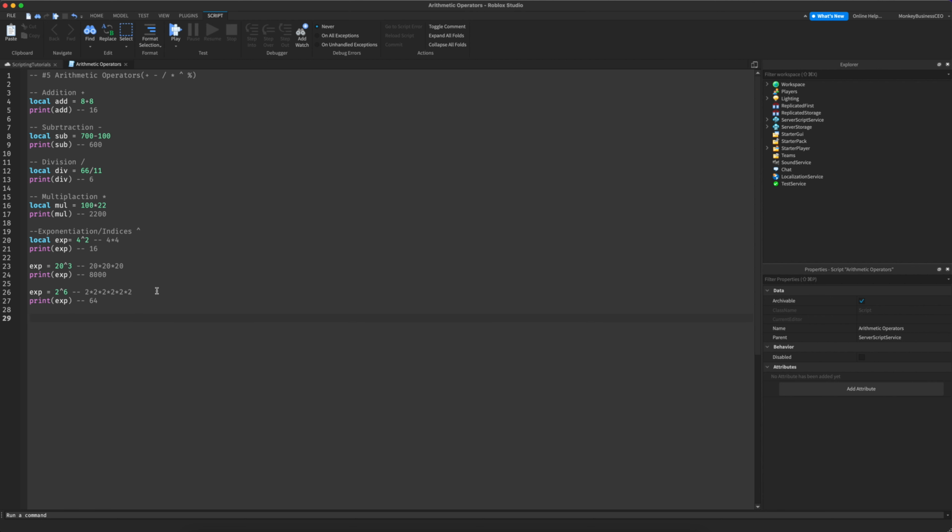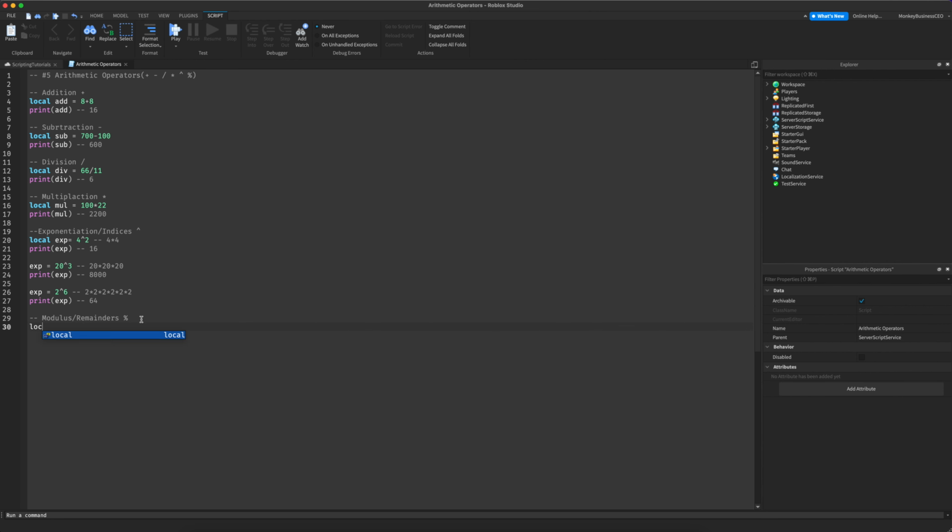So the next arithmetic operator and the last one that we're going to be looking at is the modulus sign, which is essentially just remainders. So it's this little symbol right here. Let me just make that a comment with two hyphens.